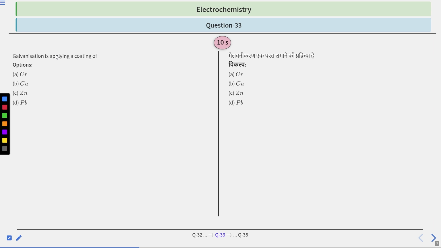Question number 33. Galvanization is applying a coating of. So first of all, we have to know the process of galvanization. What happens in the process of galvanization? We are asked what is applied as a coating in this process. The options are chromium, copper, zinc, or lead. You have 10 seconds to solve this question. After that, we will see the correct answer.